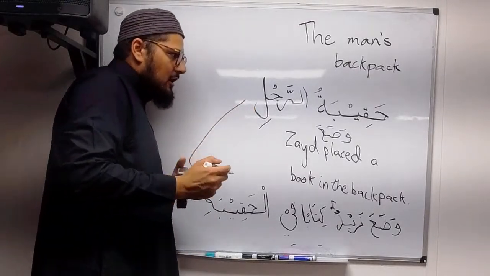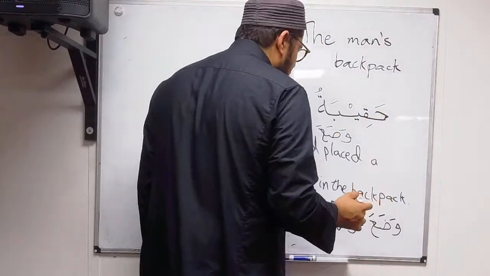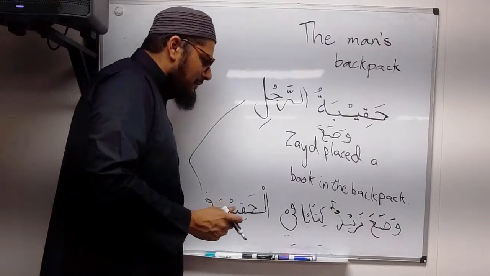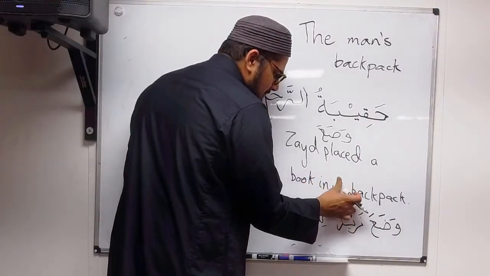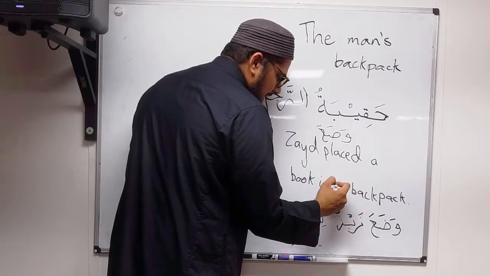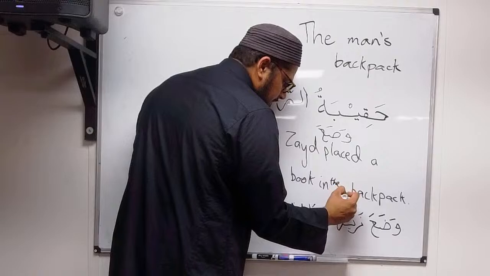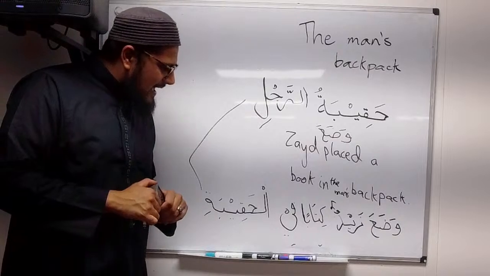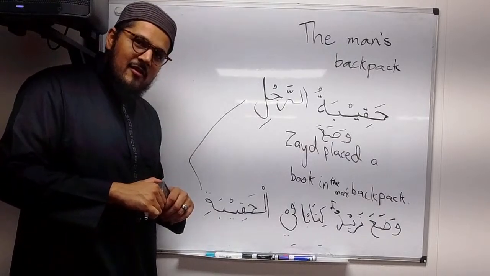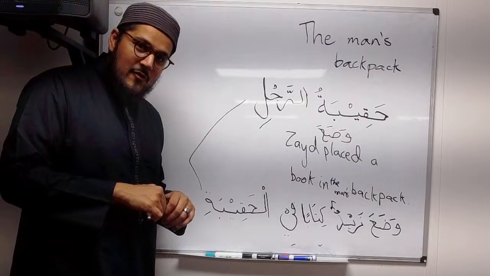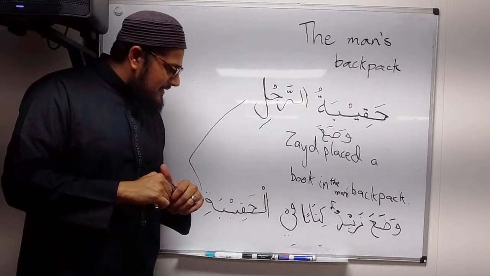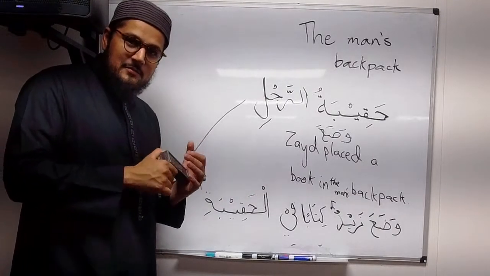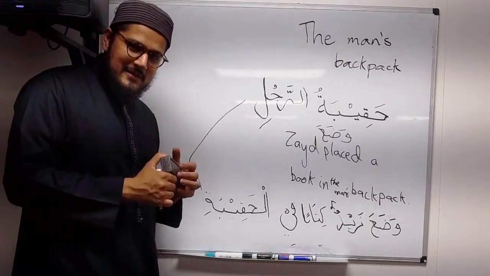Now, we're going to merge these two concepts. Our third sentence is going to be, Zayd placed a book, not in the backpack, but rather in the man's backpack, the backpack of the man. So how are we going to do that? We just learned how to say Zayd placed a book in the backpack. We're trying to say Zayd placed a book in the man's backpack.